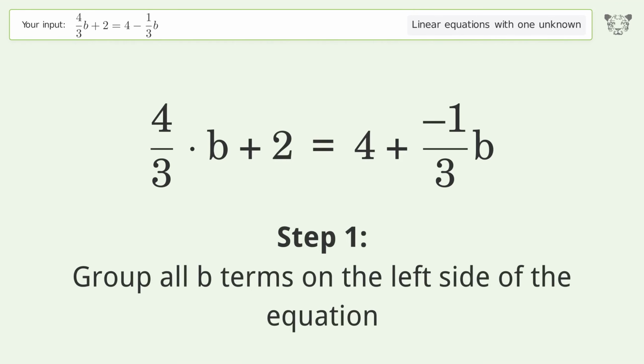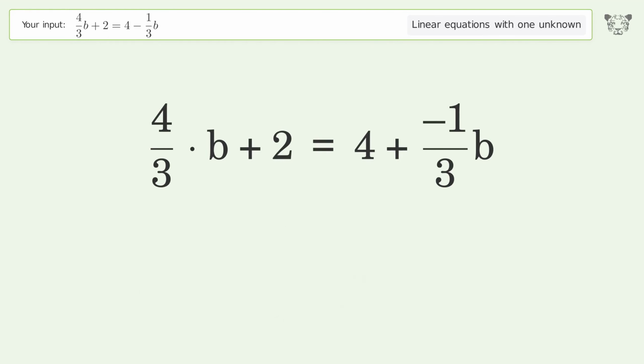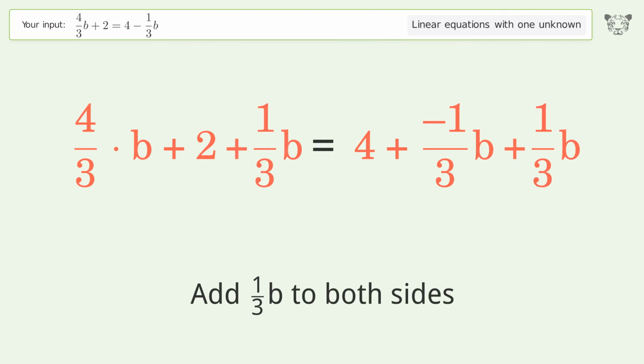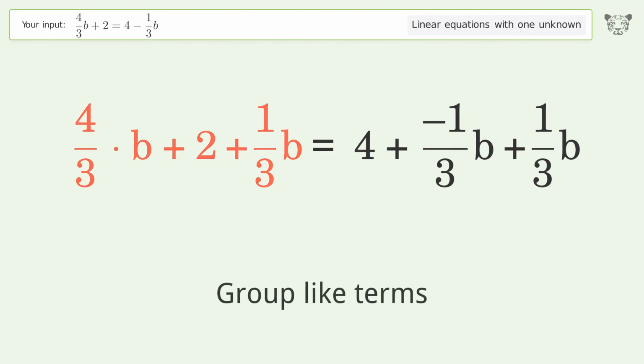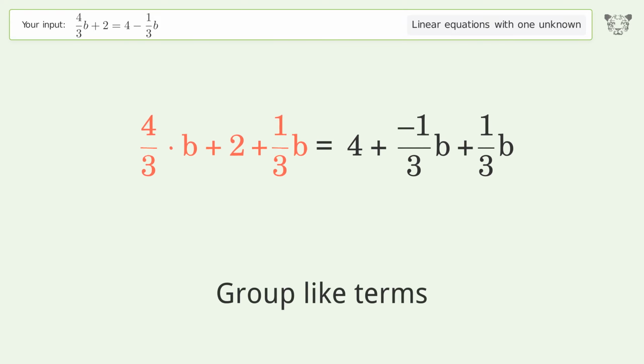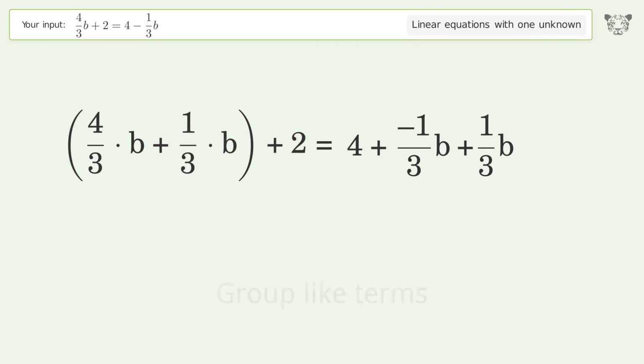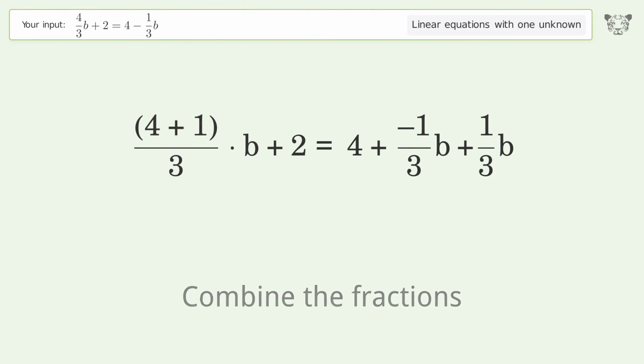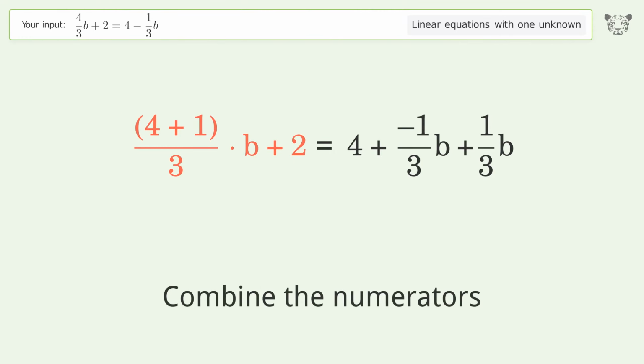Group all b terms on the left side of the equation. Add 1/3b to both sides. Group like terms. Combine the fractions. Combine the numerators.